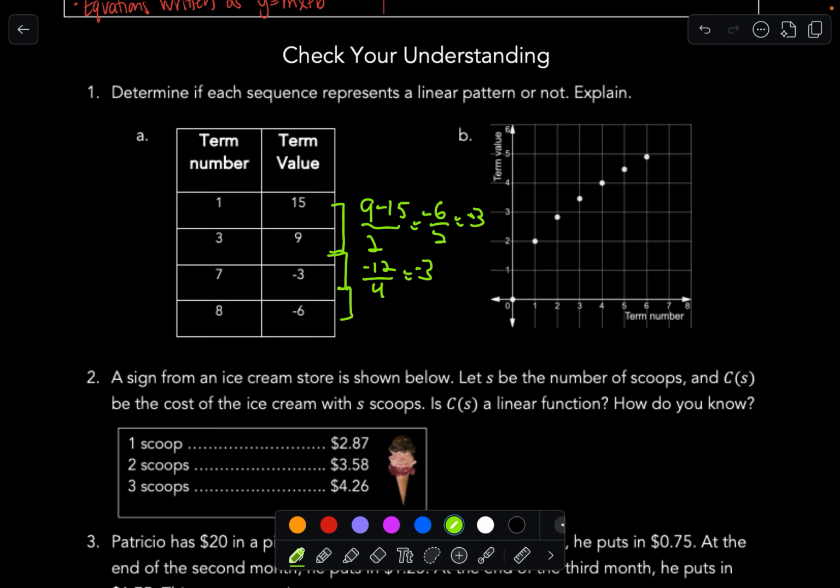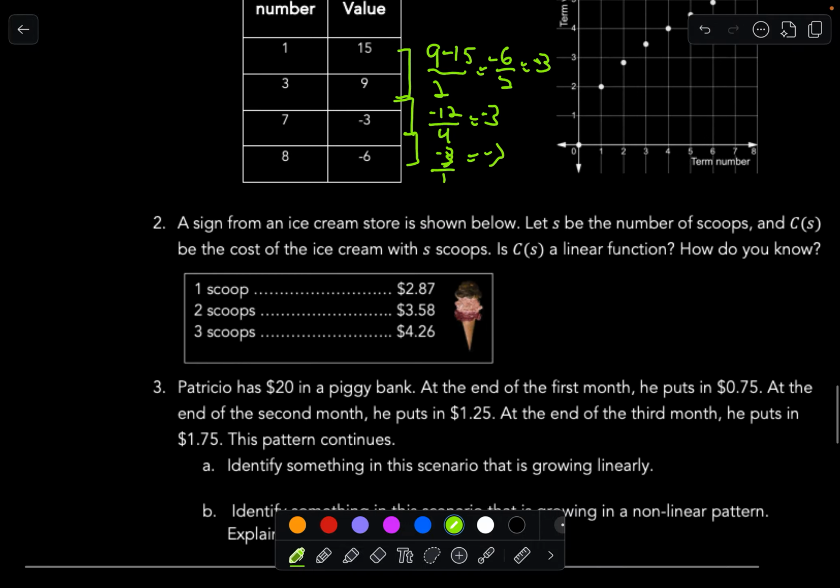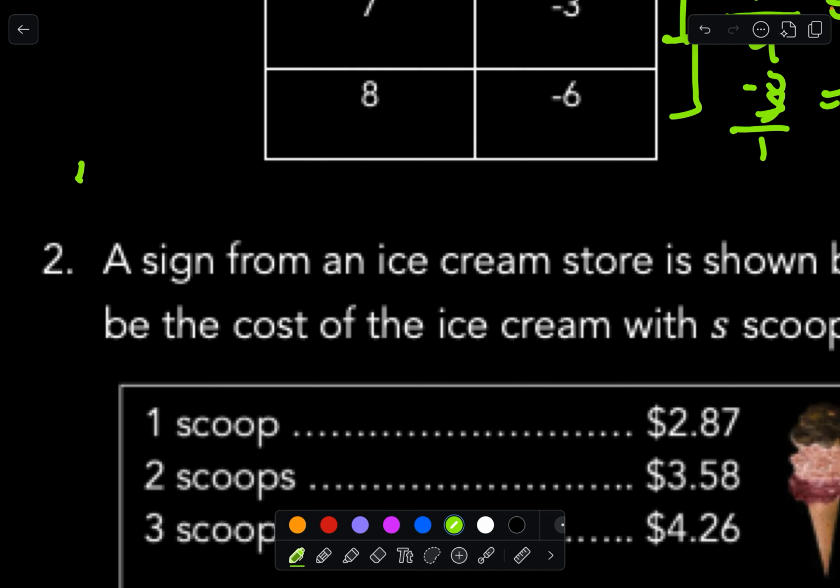And this one right here, negative 6 plus 3, or minus a negative 3, is negative 6. Okay, that's going to be negative 3. And then 8 minus 7 is 1. So that equals negative 3. So the answer to this is linear. There is a constant rate of change.